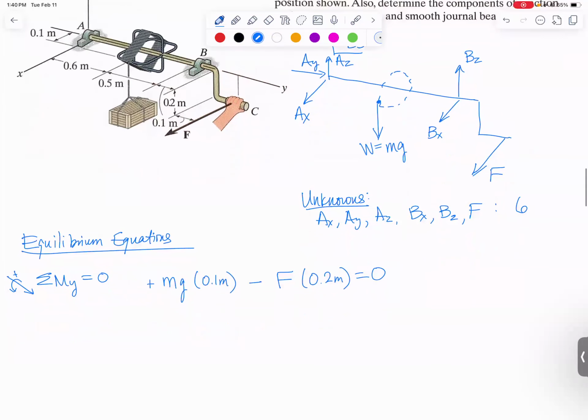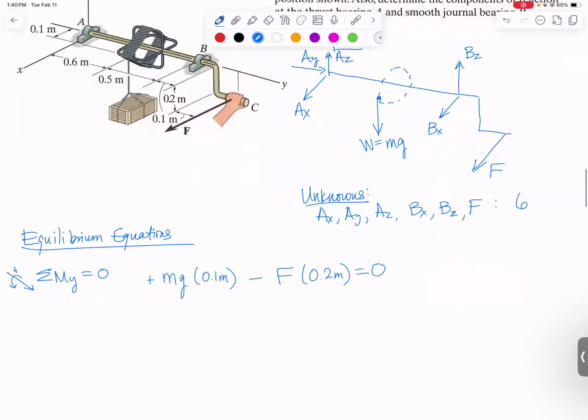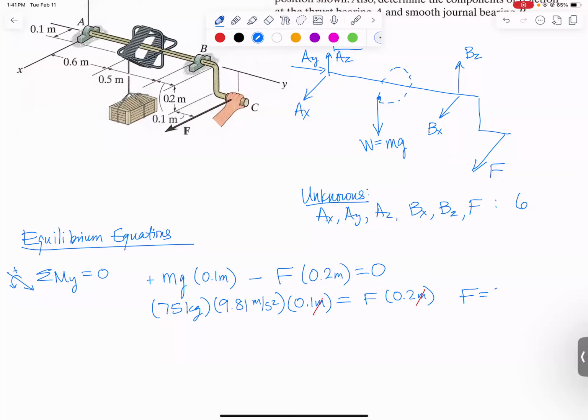Let's substitute in the mass, which was 75 kilograms. G was 9.81 meters per second squared times 0.1 meters. If you want to bring it to the other side, that's equal to F times 0.2 meters. The meters will cancel, and kilograms times meters per second squared, that's a Newton. So I'll end up getting that the force you have to apply to hold this in equilibrium is 368 Newtons. And since it came out as a positive, it means that I do have the force drawn in the right direction on my original diagram.